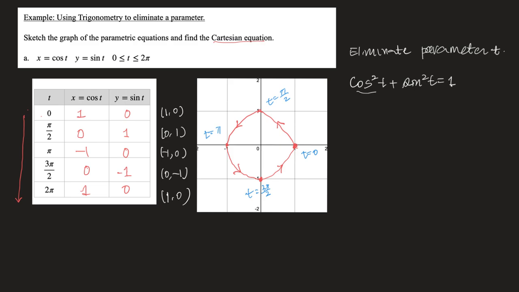So what is the cosine theta here? Cosine theta is x. So that's x square plus sine theta is y, y square equal 1. So the rectangular equation is the circle equation. See? Let's practice another example, guys.